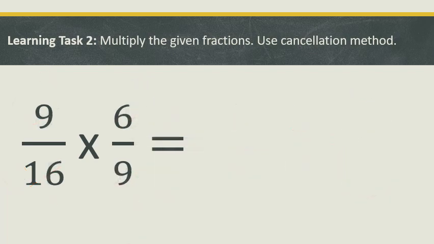Another example. We have 9/16 times 6/9. Tingnan muna natin uli ito, yung numerator ng una at denominator ng kabila. Since obvious naman to kung ano yung common factor nila, since pareho silang 9, ang common factor nila is 9. Divide natin pareho sa 9. Yung sa taas, 9 divided by 9 is 1.